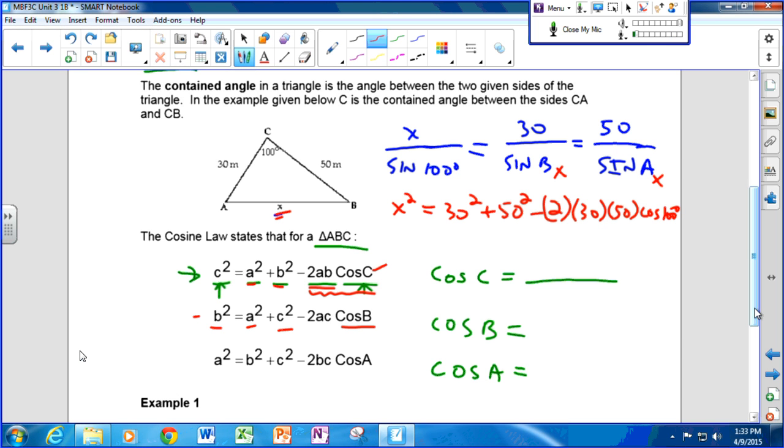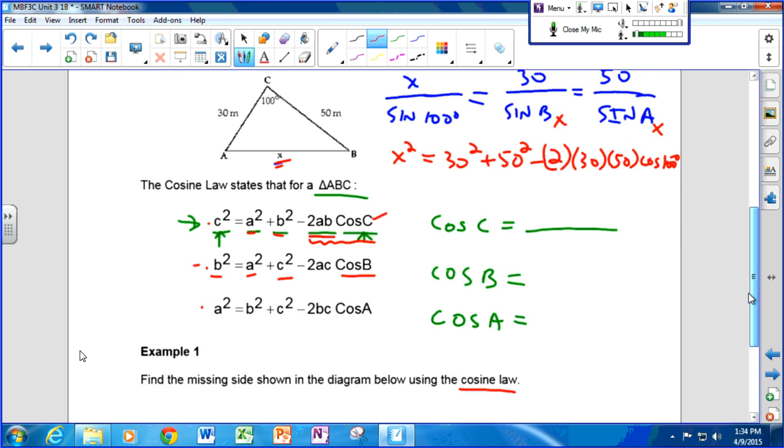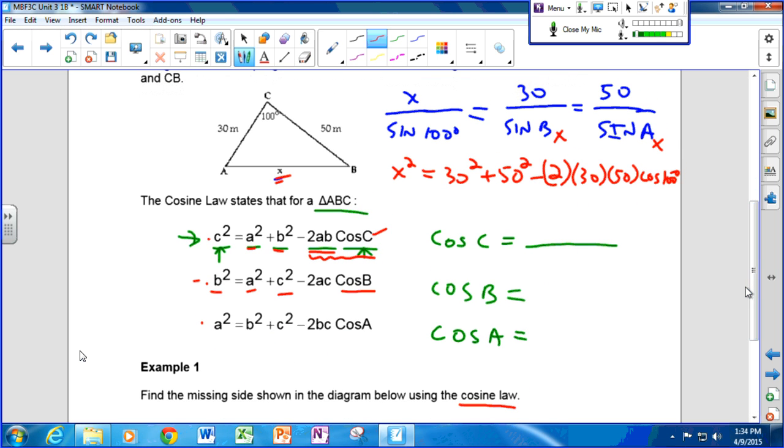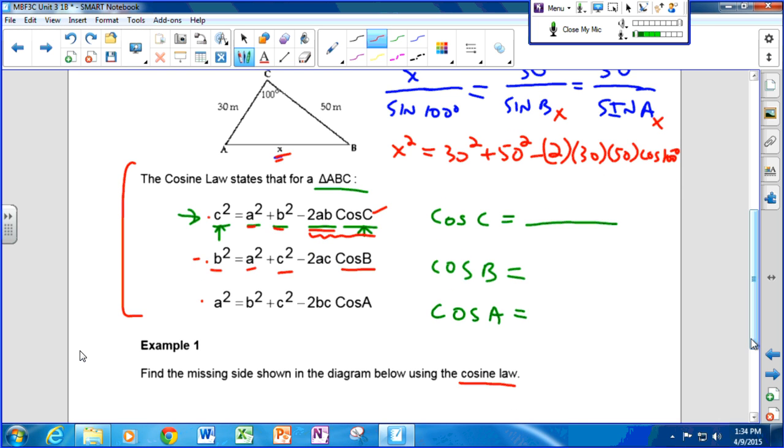So notice I didn't have to figure out which one of these I'm going to use. I just wrote out the pattern, right? The square of the side that I want to find equals the sum of the squares of the other two sides, which is right out of the Pythagorean theorem, and then minus 2 times the other two sides times the cosine of the angle opposite the side I'm looking for. All right, but the final exam does give you all three of these, so if you really want to do it that way, then it's there for you.